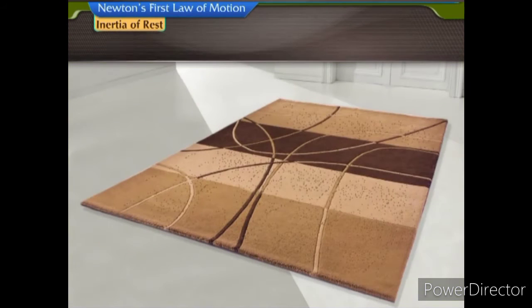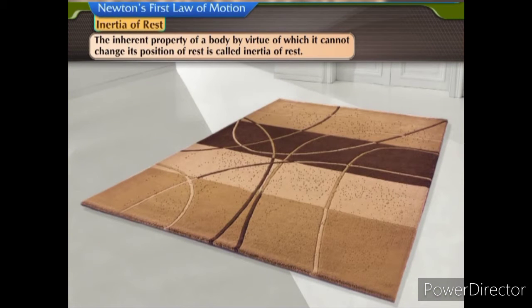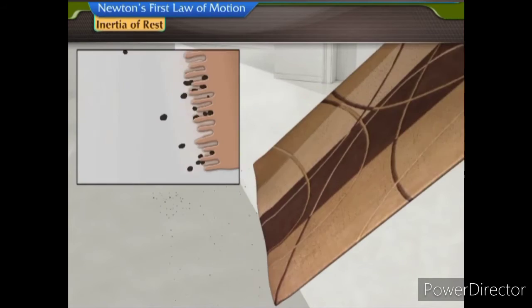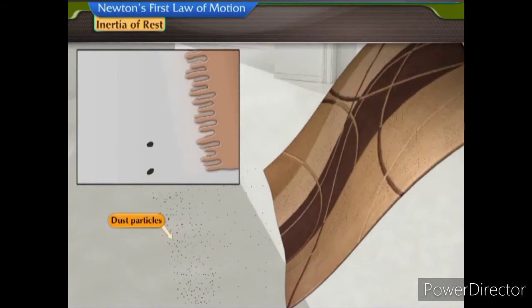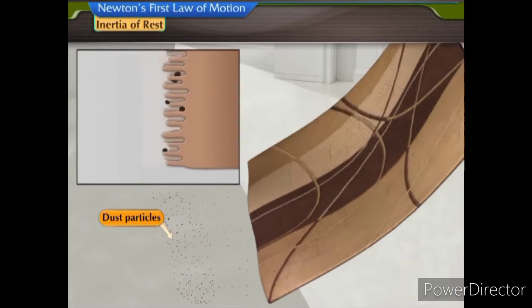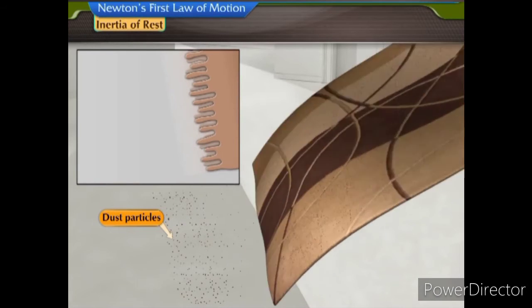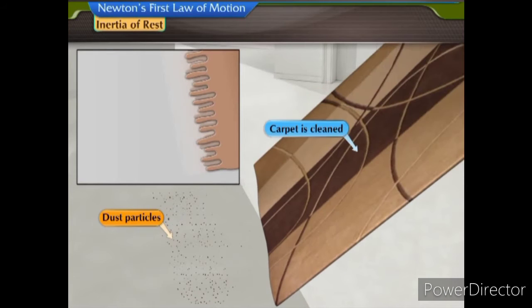1. Inertia of rest. The inherent property of a body by virtue of which it cannot change its position of rest is called inertia of rest. For example, when we dust a carpet, the carpet is set into motion and dust particles, due to inertia, remain in its state of rest. Thus, the dust comes out and the carpet is cleaned.